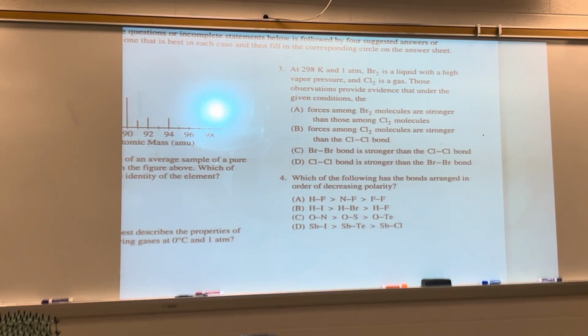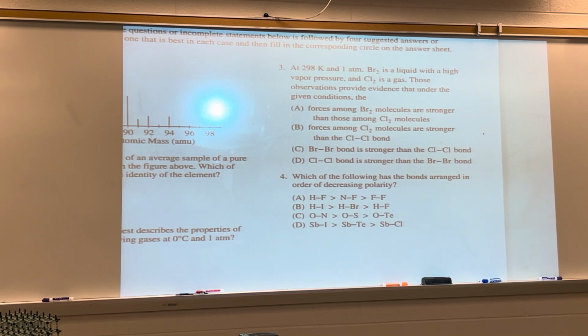A lot of energy to turn into a gas. Or no? It's the opposite. Yeah. Okay, high vapor pressure. Vapor is the gas above the liquid. Okay, hey, listen. Vapor is the gas above the liquid.